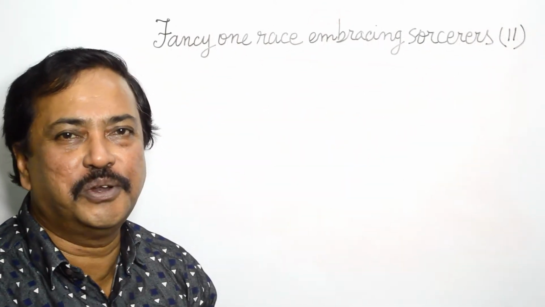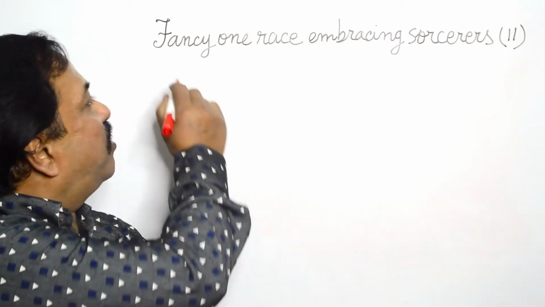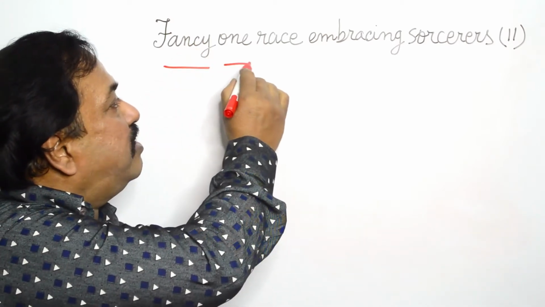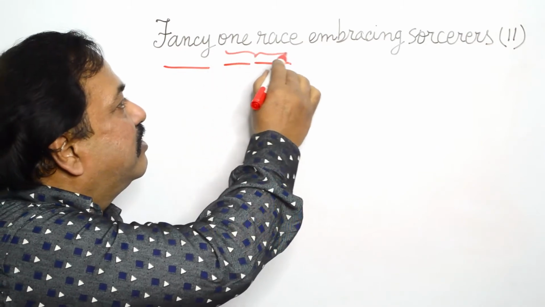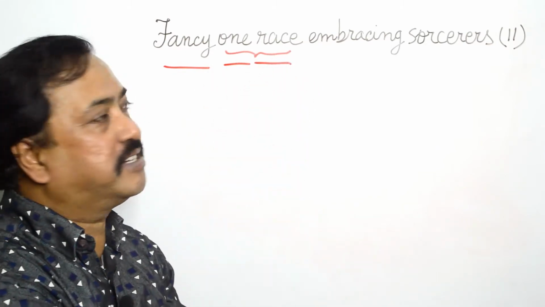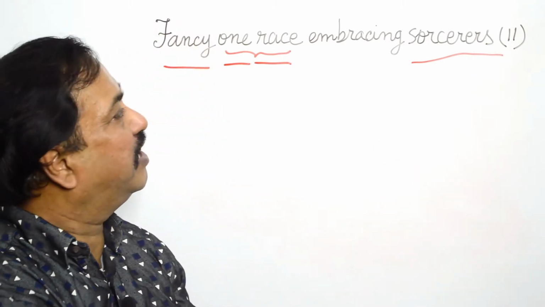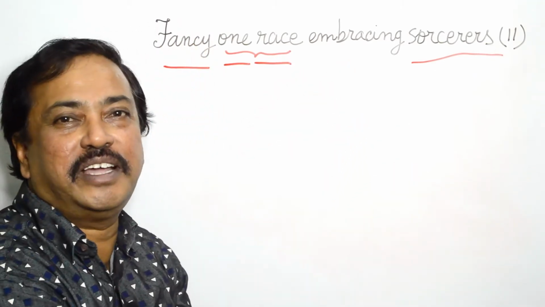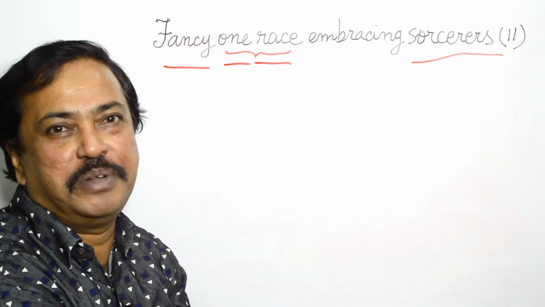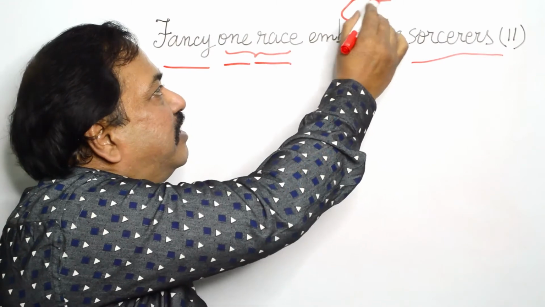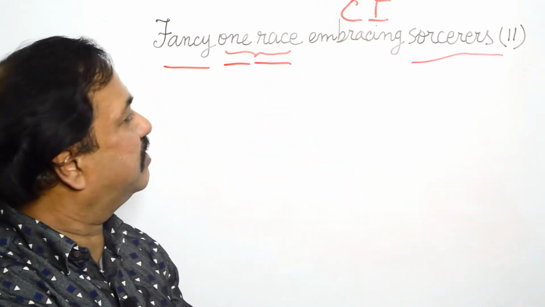Our last container clue, fancy, one race embracing sorcerers. Now fancy is our definition here. And one race together is the X part, embracing sorcerers is the Y part. Now you see, we have again here embracing. We did embracing a little while earlier, indicating that it's a container indicator.